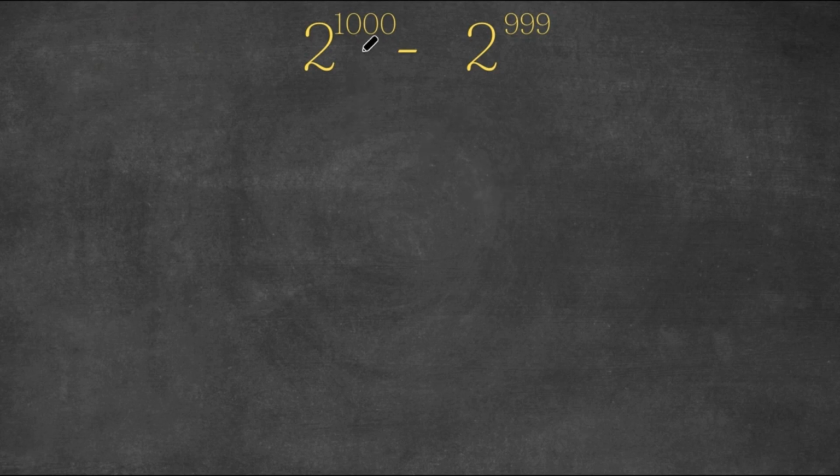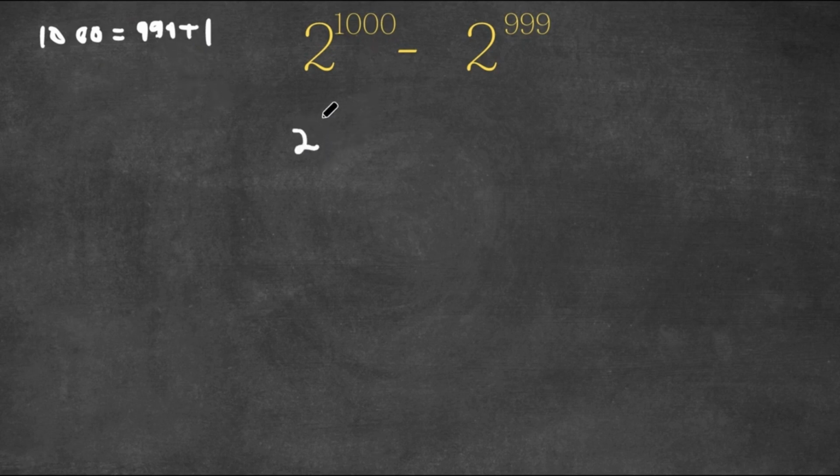In today's video, I'm going to be teaching you guys how to solve this exponential problem. So we have 2 to the power of 1000 minus 2 to the power of 999. Now, 1,000 is equal to 999 plus 1. So now I'm going to substitute in 999 plus 1 for 1,000.